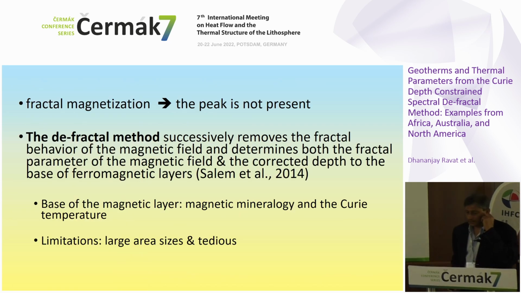So in the 1990s, it was recognized that the magnetization in the Earth's crust is actually fractal. And that fractal magnetization leads to getting rid of that peak in the spectra that I was just talking about. So the peak is no longer present, and as a result, the estimates of the base of magnetization are always deeper. So if you are able to correct for the fractal magnetization, then your estimates change.